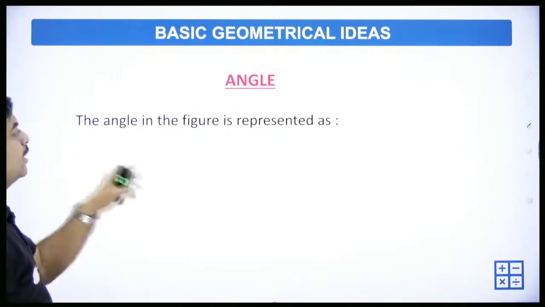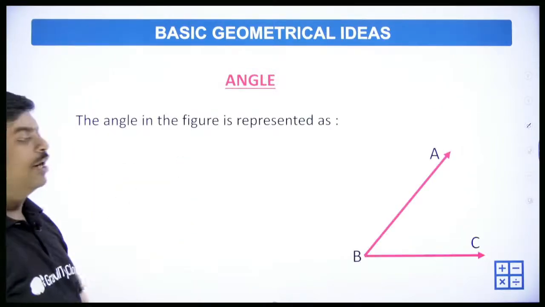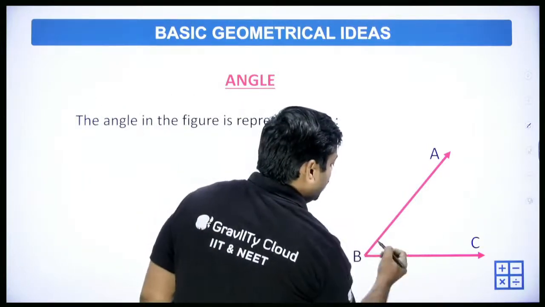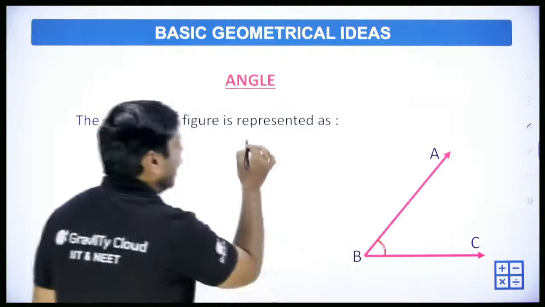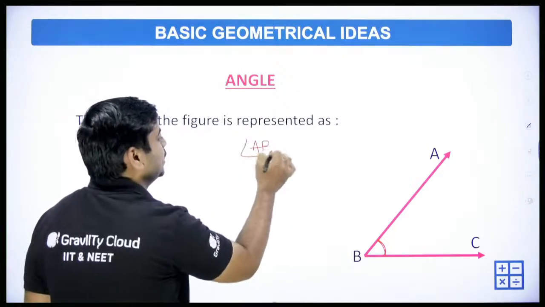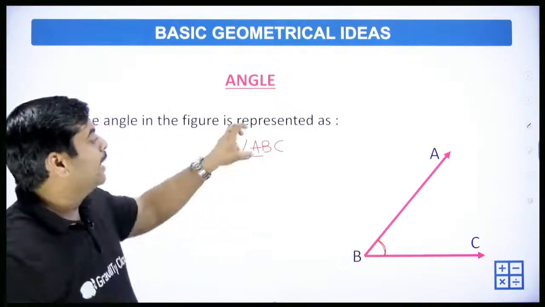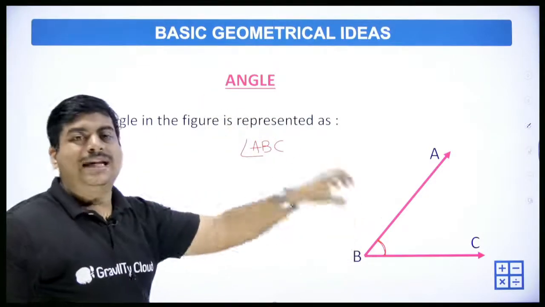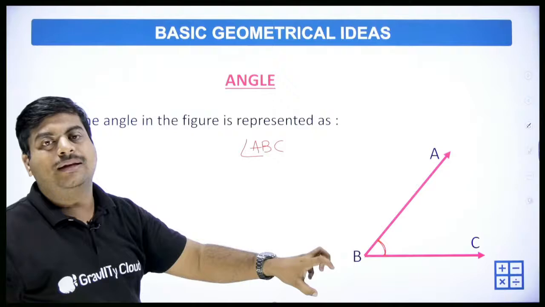The angle in the figure is represented as, so here we are trying to find the angle. So this angle, we write this as angle ABC. That means we are starting from A and reaching C, touching the point B, and at that point B we are trying to find the angle, right?